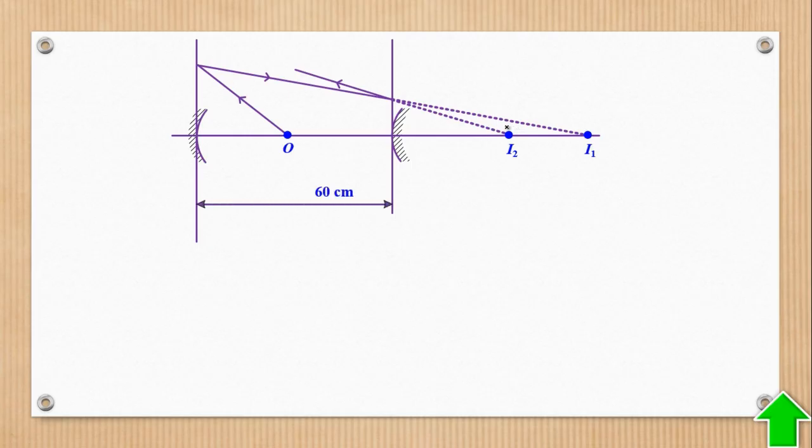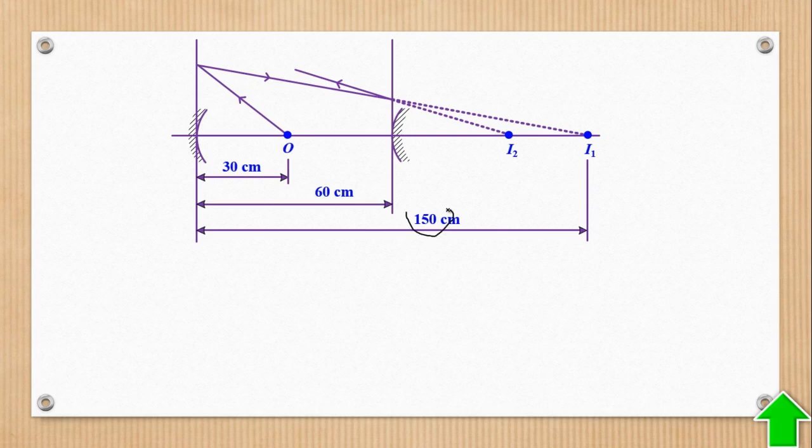The separation, they told us, was 60. The object distance is 30. The distance between the first image and the mirror is 150, which is what we had seen in the calculation. V was equal to 150. That means the remaining distance, if this is 50 and this is 60, should be 90 centimeters.